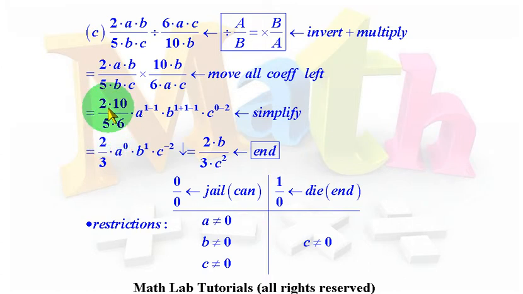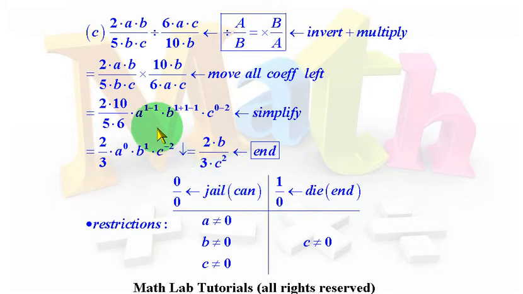So anyway, we can simplify 20 over 30 to 2/3. Then we get a to the power 0, b to the power 1, c to the power -2. a to the power 0 is just 1, b to the power 1 is just b, and c to the -2 gets downshifted. So at the end of the day, we have 2b all over 3c squared. This is the reduced form of that original form. And of course, that is the end of the problem, except for the restrictions that we need to impose.